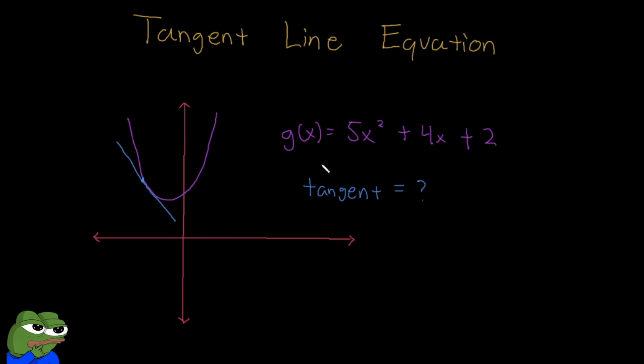Here we have a function g of x is equal to 5x squared plus 4x plus 2, which I took the liberty of drawing really nicely here. And our goal is to take the tangent of this function at x is equal to negative 1. So let's try doing this.